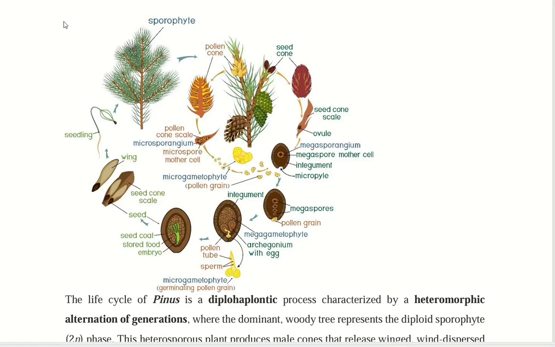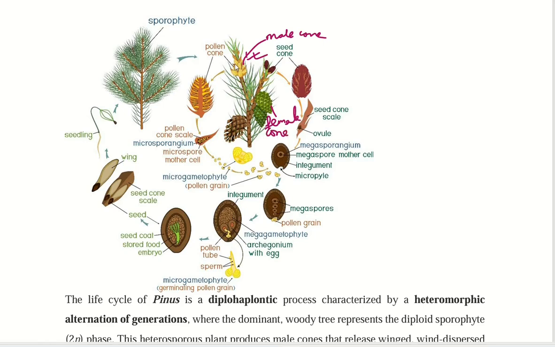So today we are going to discuss the life cycle of Pinus. Here you can see the sporophytic body, a branch of the tree, which contains the male cone and the female cone here.